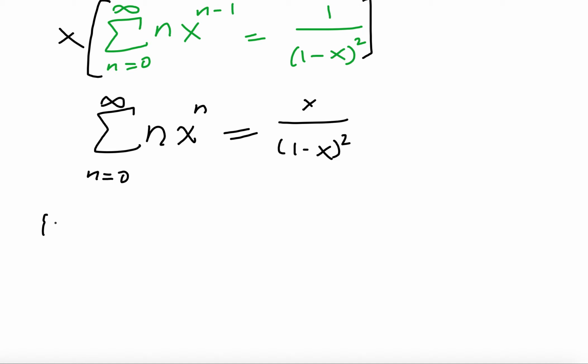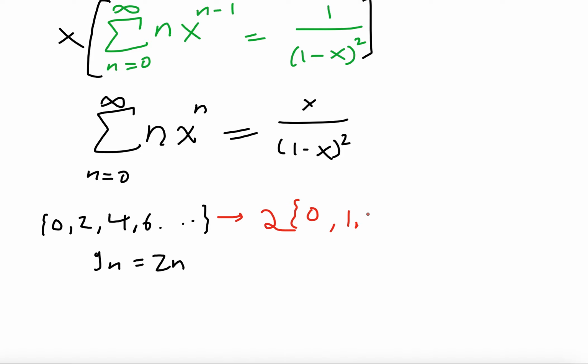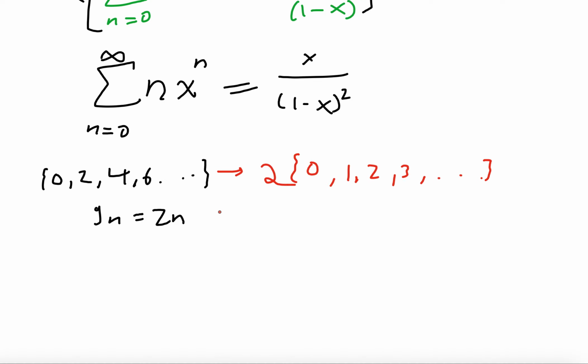Now, what if we want to take the even parts? 0, 2, 4, 6, and on and on. So g sub n is equal to 2n. Well, we could just put this into the generating function right away, but we can also take advantage of linearity. We can factor out the constant here, the 2, and we get 0, 1, 2, 3, which we already know. So we can skip all the summation work and say right away that this sequence gets the closed form 2x over (1 minus x) quantity squared.